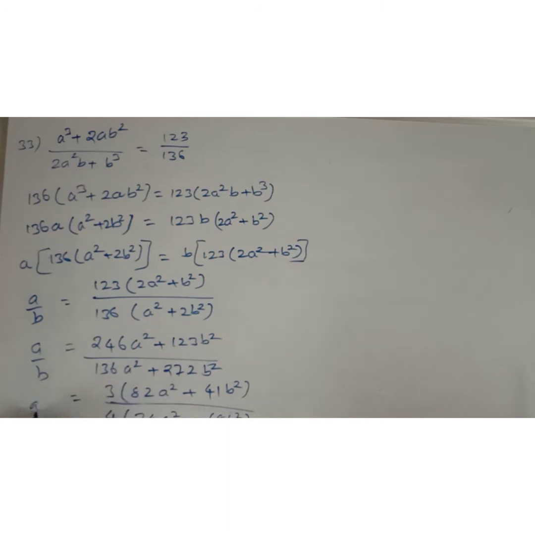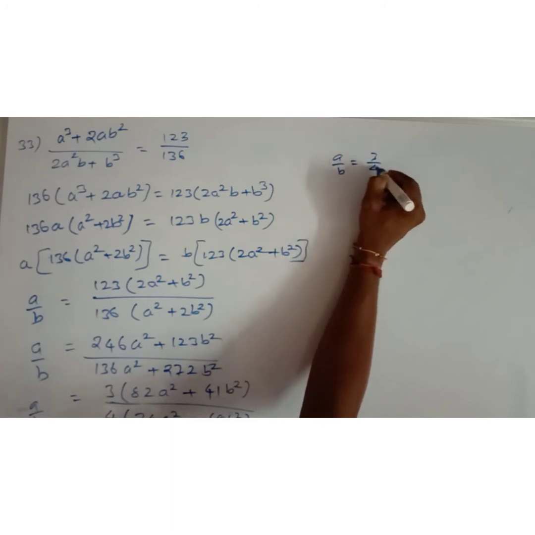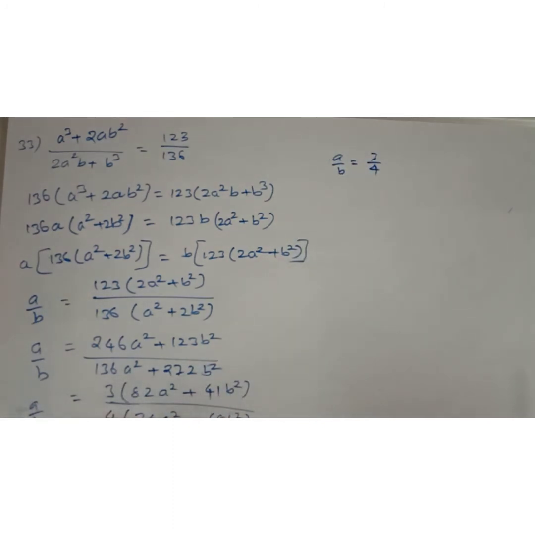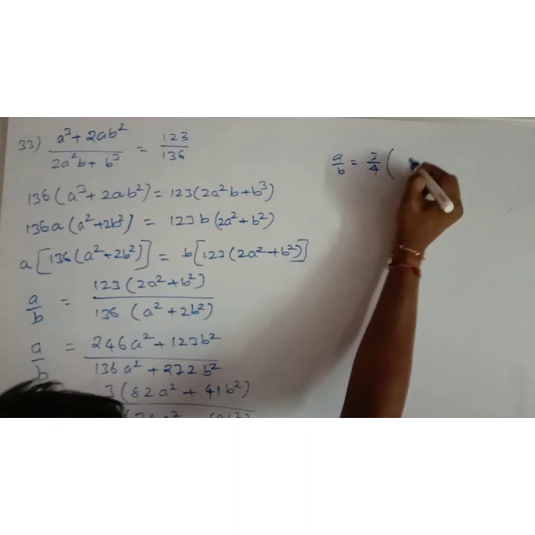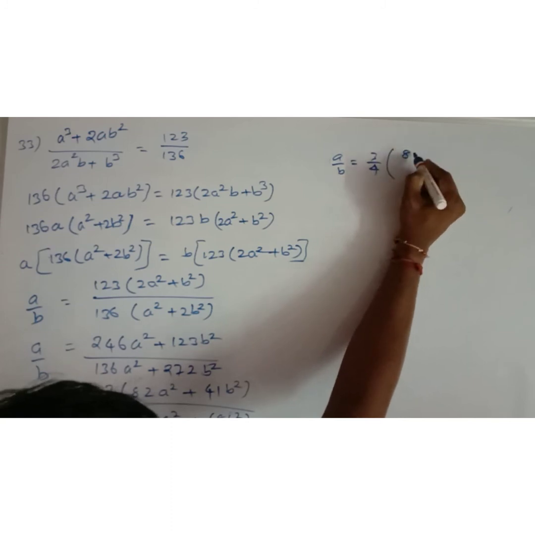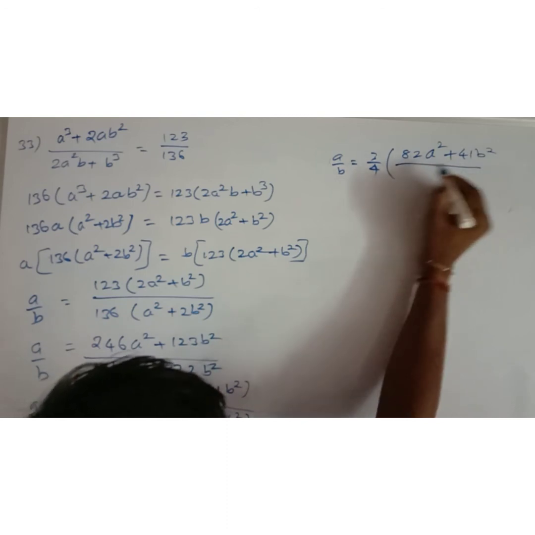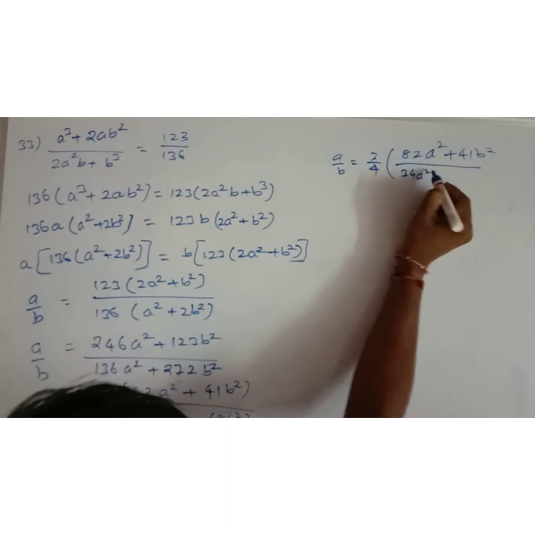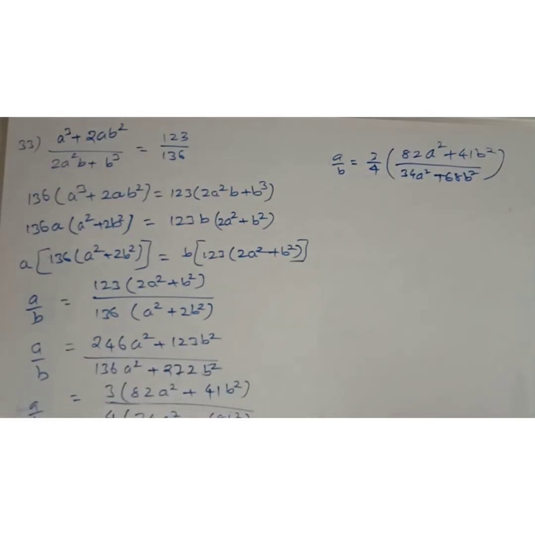Now that's equal to a by b. Now here a by b is equal to 3 by 4 into, so again 41 is there, so I'm taking 41 common, which means again I'm going to get 82a square. So here this is the a by b value: 3 by 4 into 82a square plus 41b square by 34a square plus 68b square. This is the answer.